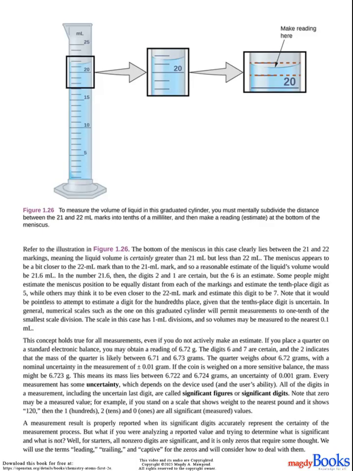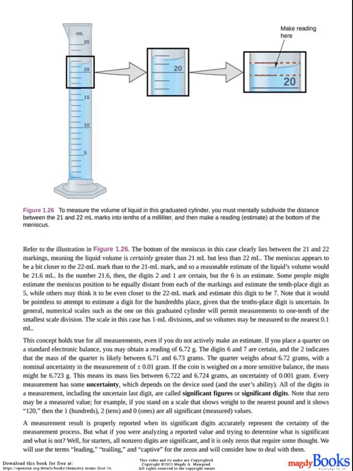Every measurement has some uncertainty, which depends on the device used and the user's ability. All of the digits in a measurement, including the uncertain last digit, are called significant figures or significant digits. Note that 0 may be a measured value. For example, if you stand on a scale that shows weight to the nearest pound and it shows 120, then the 1 (hundreds), 2 (tens), and 0 (ones) are all significant, measured values.